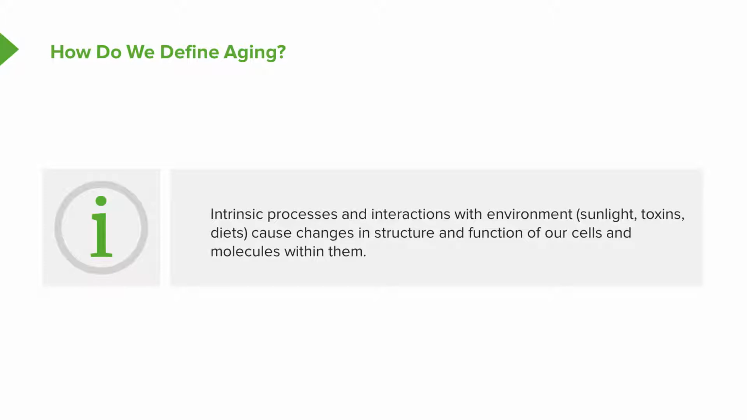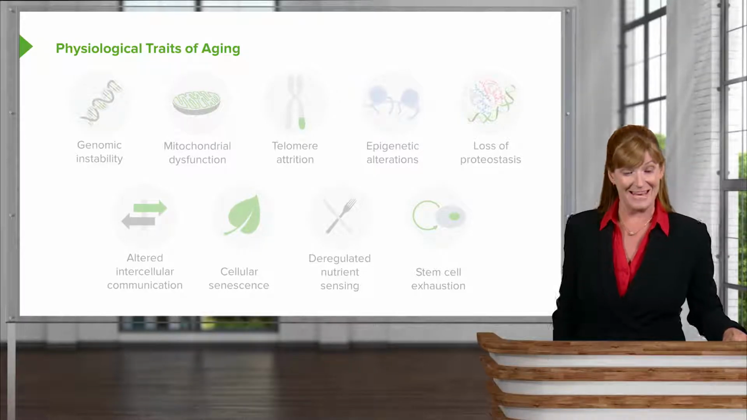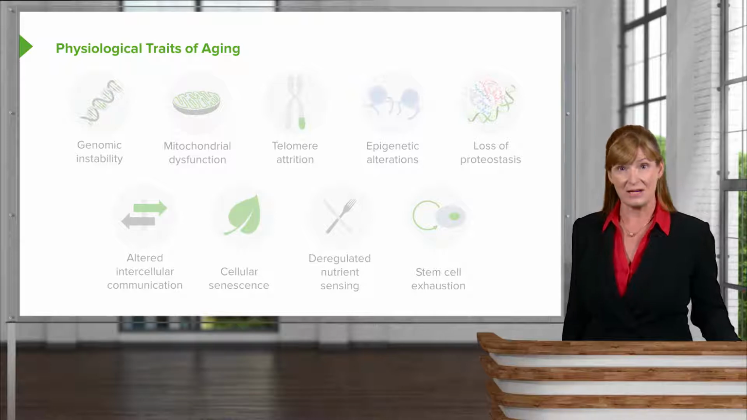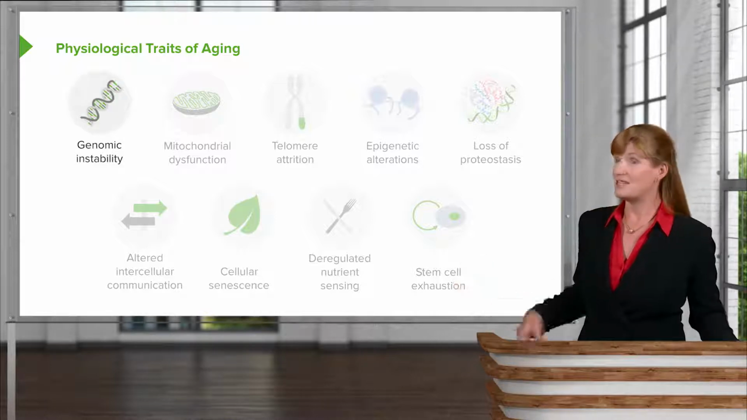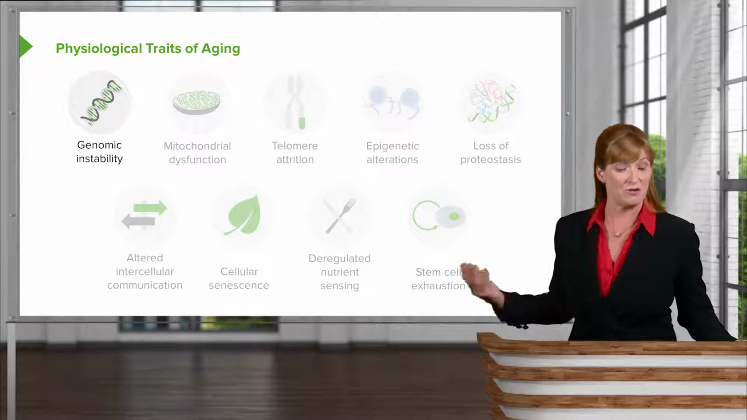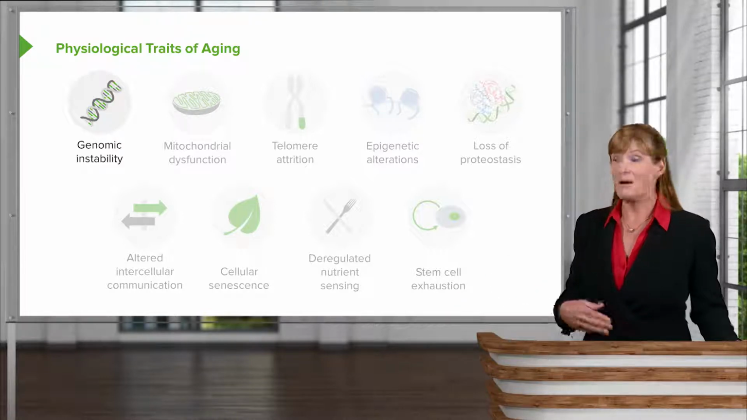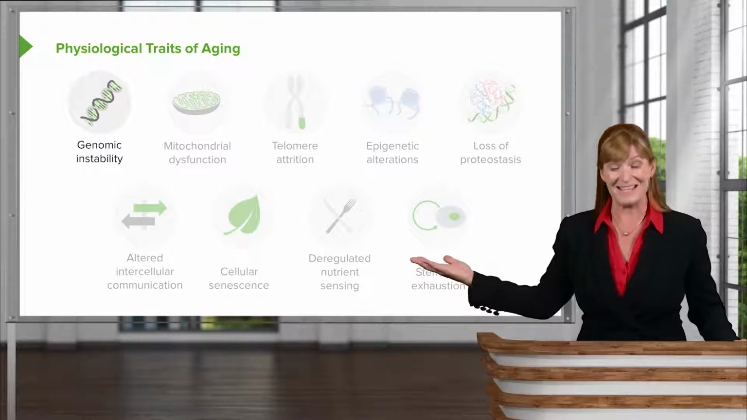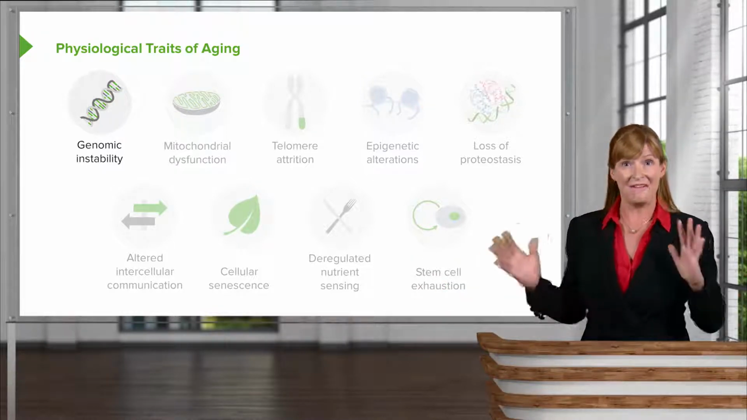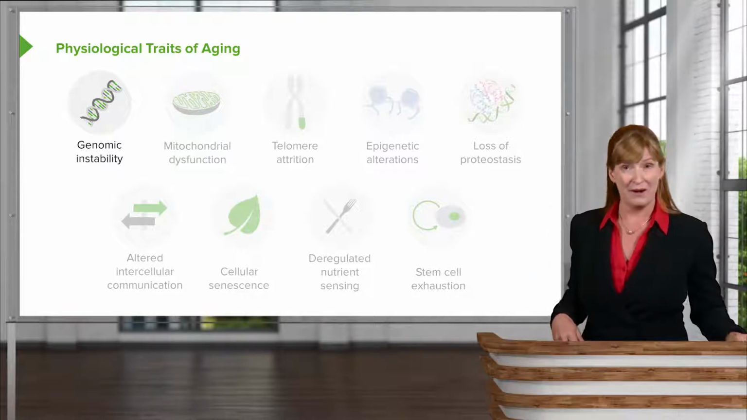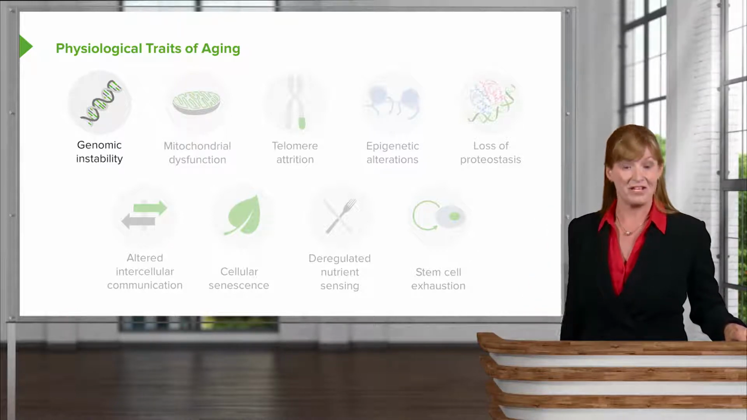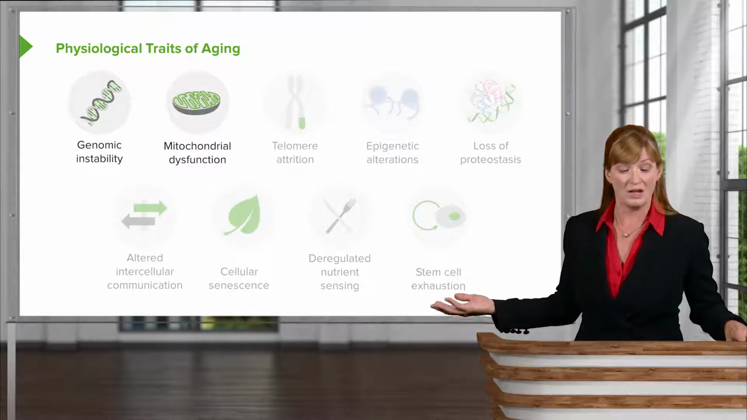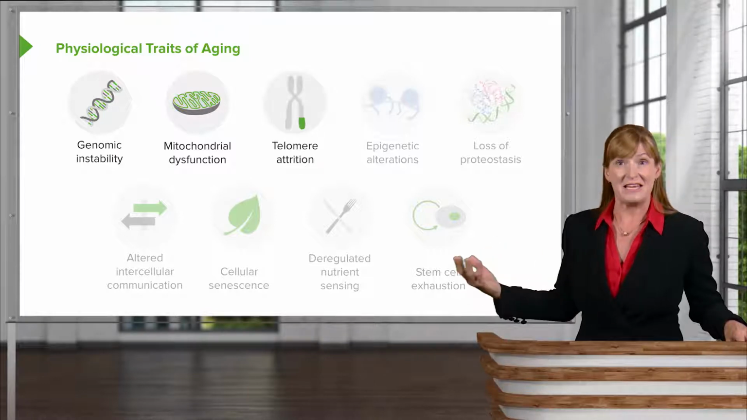Well, we can categorize all of these things, these physiological traits of aging, into 9 different categories. We start out with genomic instability, and I'm sure that already you could put a number of things in that category. My intention in this lecture is to put all of those things in these categories for you so that you have it all together and are well prepared on the topic of aging for your exams. So in addition to genomic instability, we have mitochondrial dysfunction and telomere attrition.